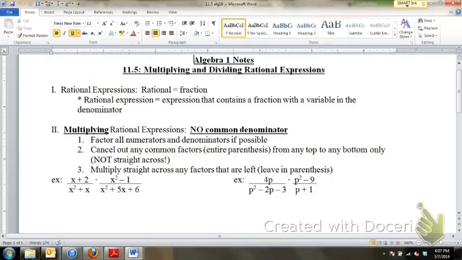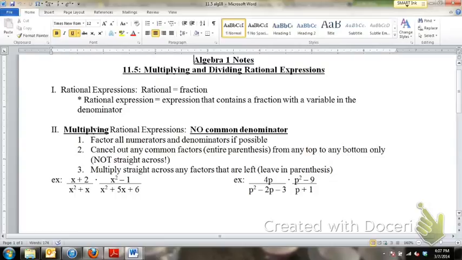In 11.5, we're going to multiply and divide rational expressions. And I'm going to say this a lot, but rational just means fraction. So the same rules for multiplying and dividing fractions are going to be applied here. So remember that when you multiply fractions, you don't need a common denominator.